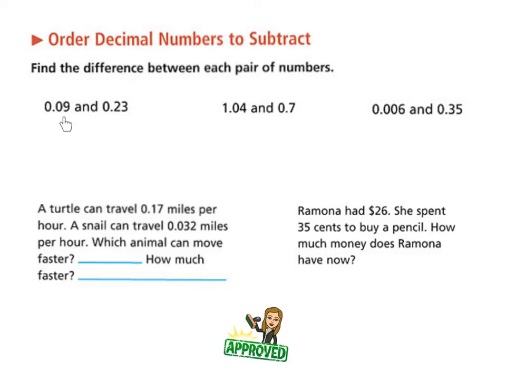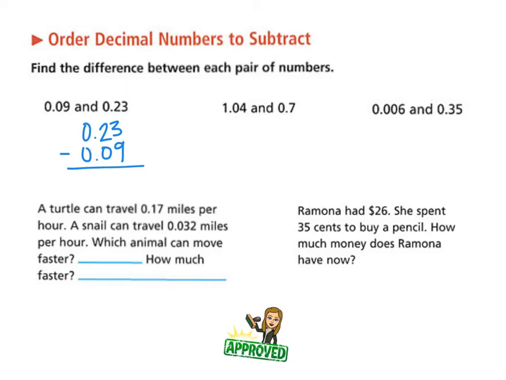So I have 9 hundredths and 23 hundredths. 23 hundredths is greater, 2 is bigger than 0. So 23 hundredths will go on top when I get ready to subtract here. So when I line up my decimal point, 9 hundredths lines up just like that. So you can see my decimals are lined up perfectly.